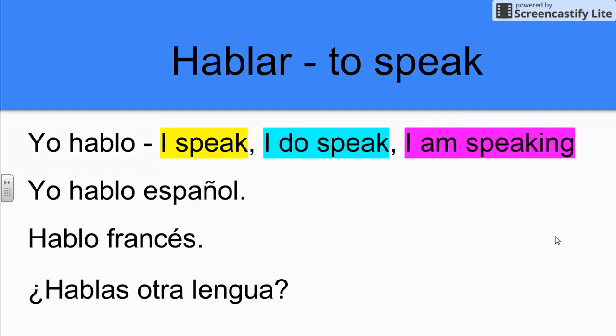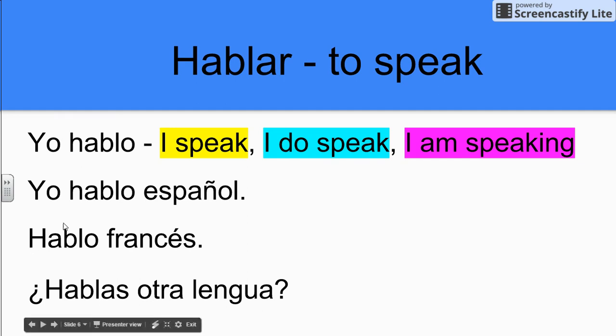When we're conjugating these verbs, it's important to remember that not only do they mean "I speak," but it also has the helping verbs "do" and "am" included. So when you make the statement, yo hablo, you're saying "I speak," you're saying "I do speak," or you're saying "I am speaking." There is no distinction in Spanish. Yo hablo español, I speak Spanish. Yo hablo español, I do speak Spanish. Yo hablo español, I am speaking Spanish.